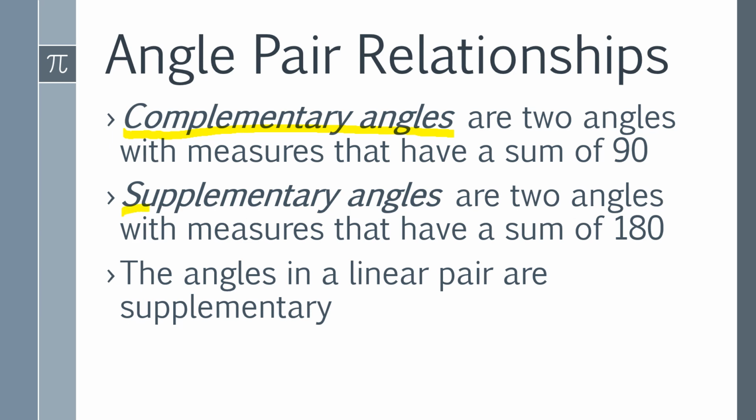We talked a little bit about linear pairs of angles. Well, those are also supplementary. So we would call those supplementary. So those are two angles that have a sum of 180, right? And here it says the angles in a linear pair are supplementary. A way to remember this is that C comes before S in alphabetical order. 90 comes before 180 in numerical order, right? So complementary comes with C, goes with 90. Supplementary, S, goes with 180.